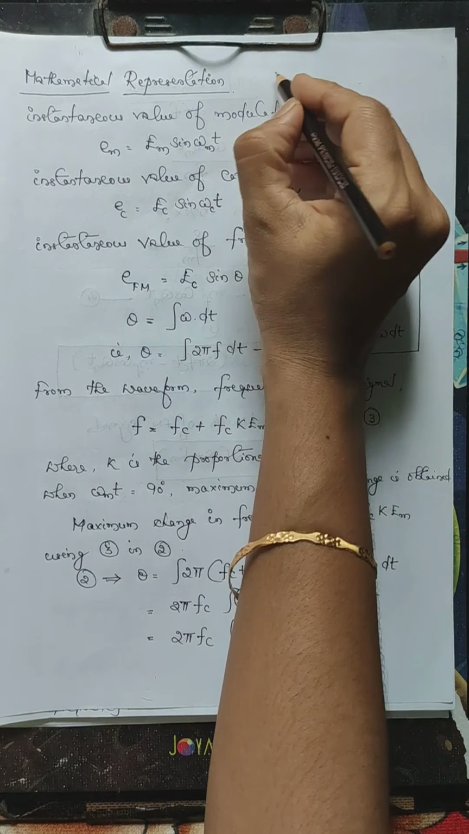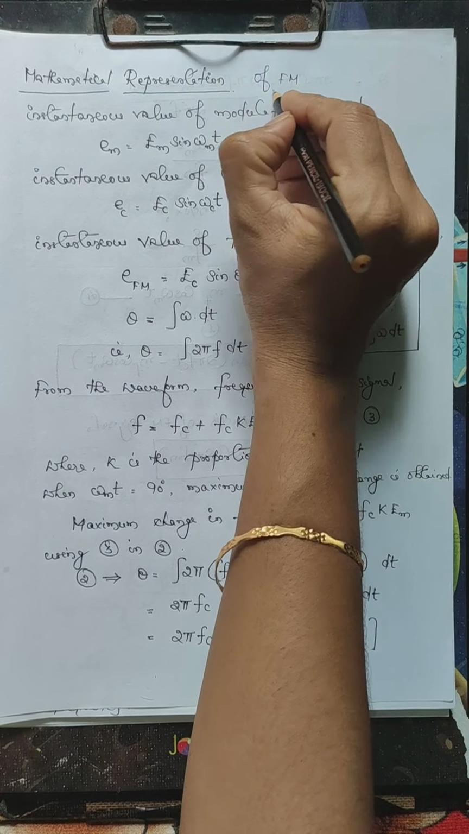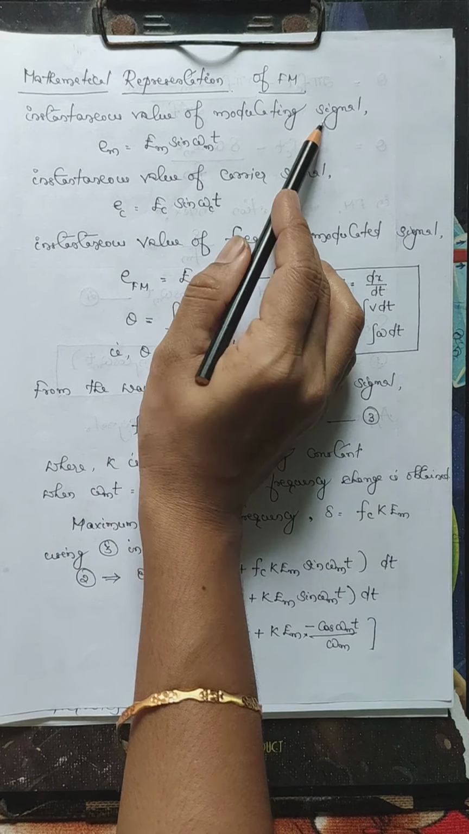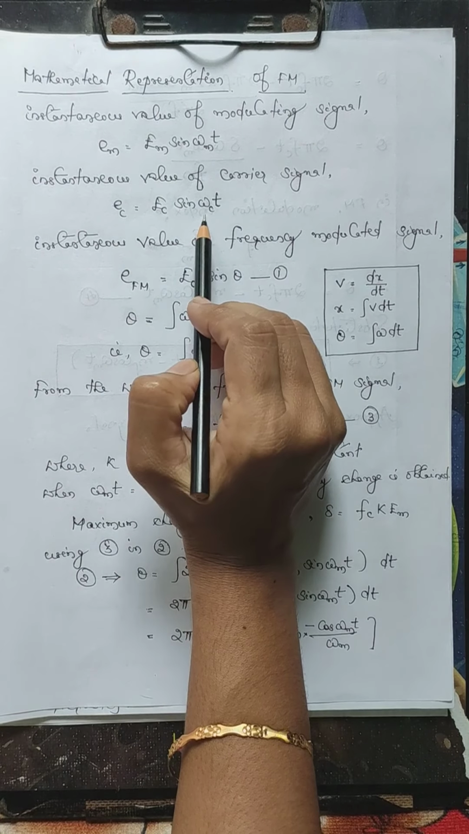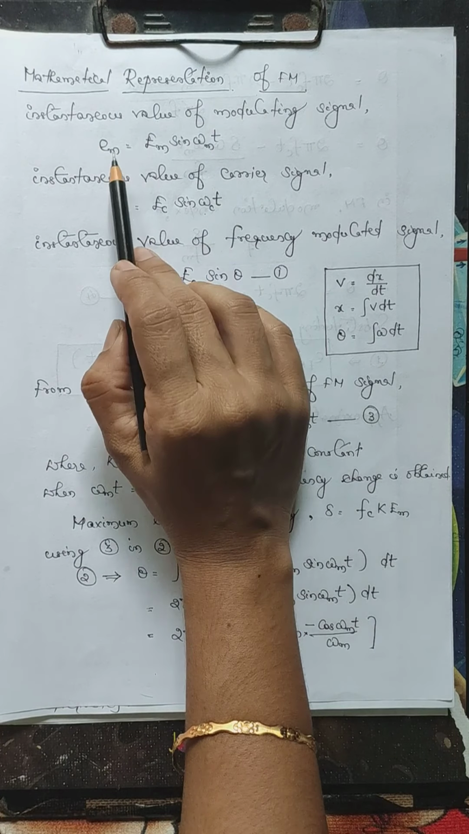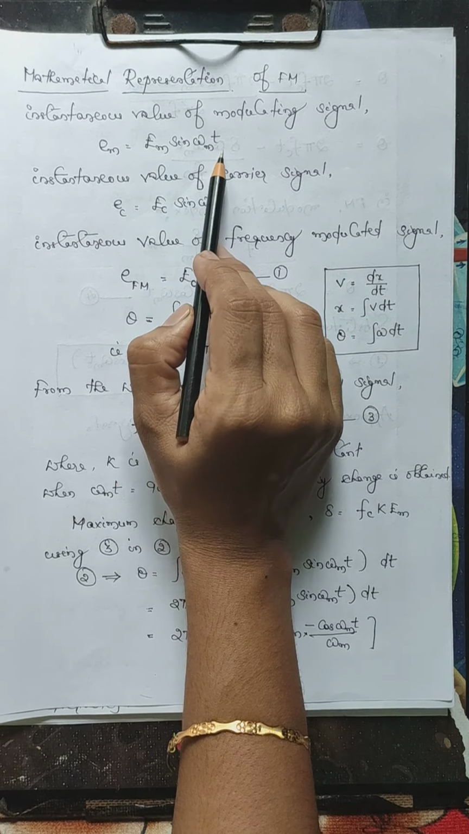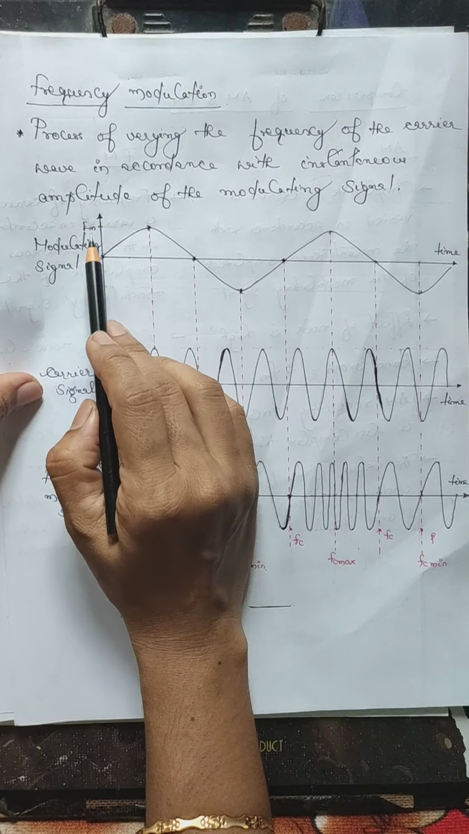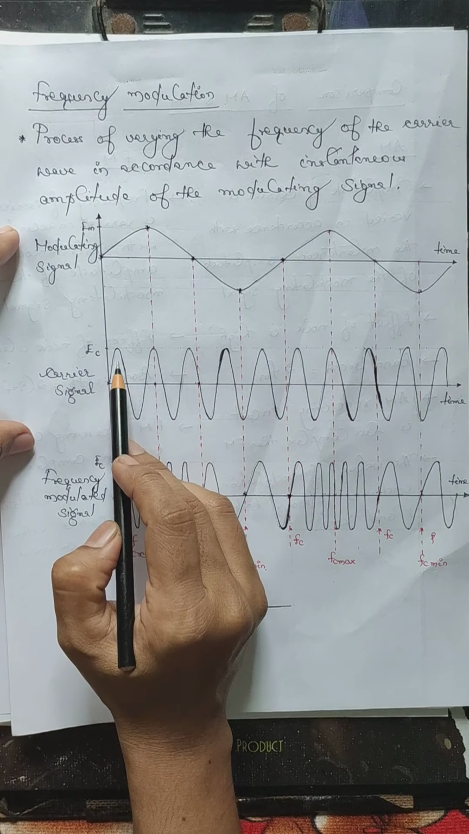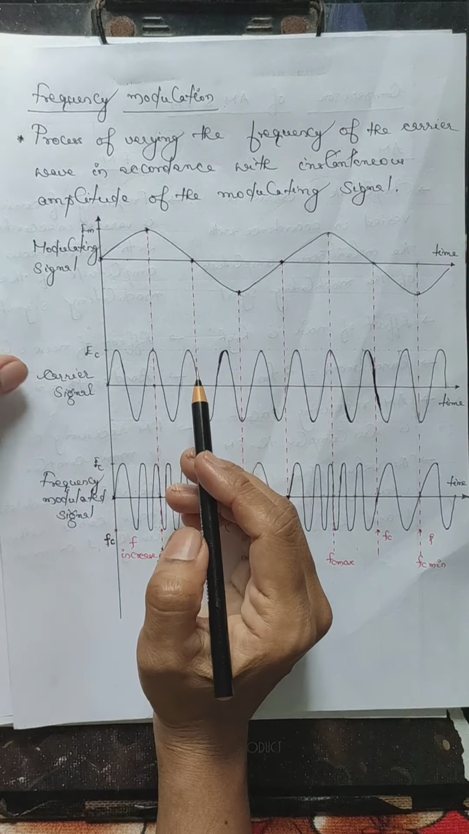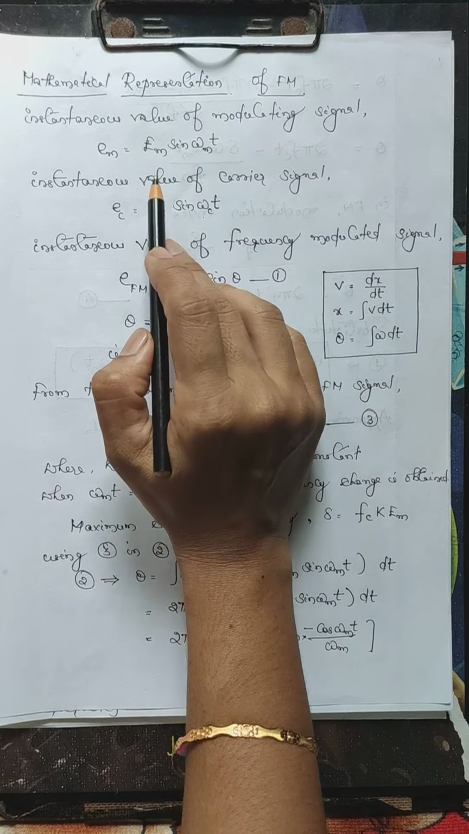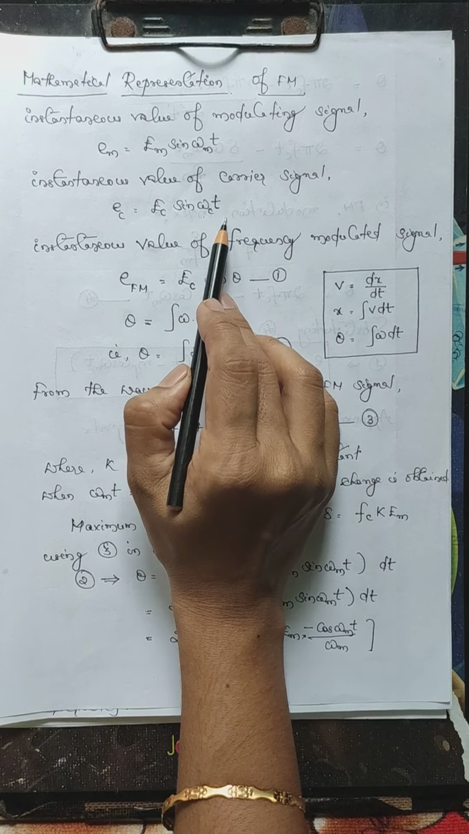Mathematical representation of frequency modulation, FM. The instantaneous value of the modulating signal, which we have already written in amplitude modulation, is em equal to Em sin omega mt, maximum value into sin omega t. That of the carrier signal is ec equal to Ec sin omega ct.